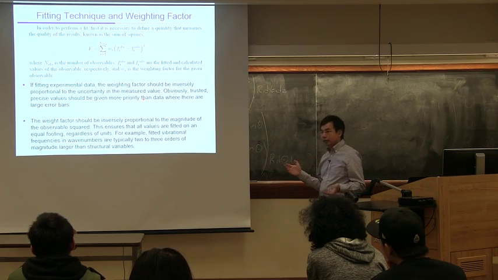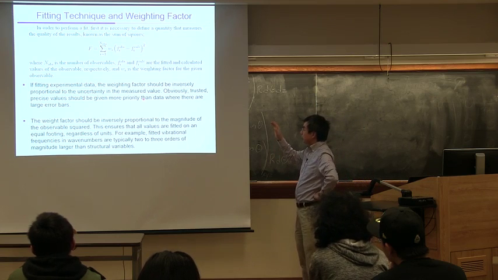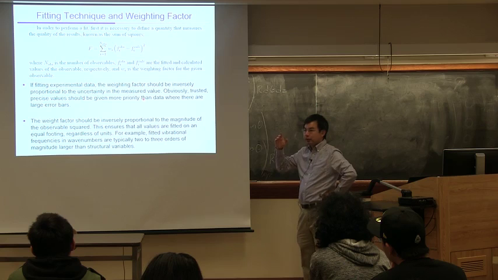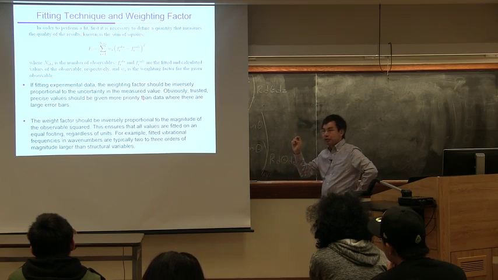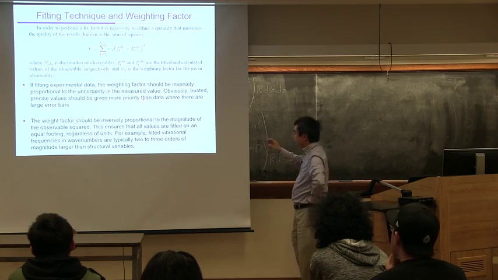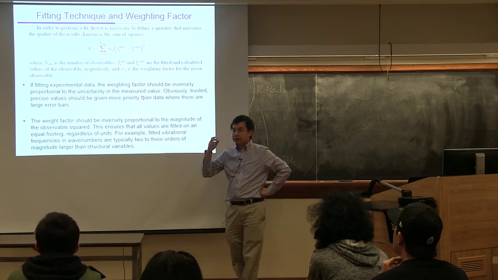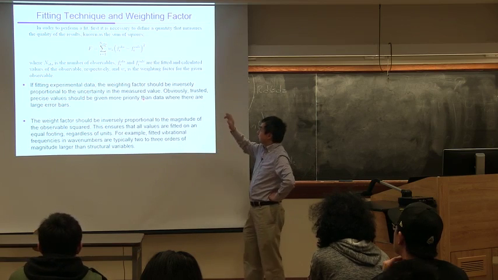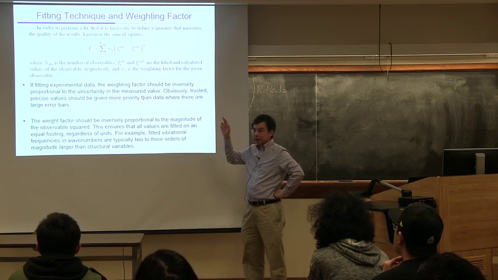We want them to be on the same footing when they enter into this square error function, right? For example, your lattice constant usually is a few angstrom, so it's a single digit. But your vibrational frequency, a phonon frequency, is usually a few hundred centimeter minus 1. So some F will be just a few nanometer, some F will be a few hundred centimeter minus 1.